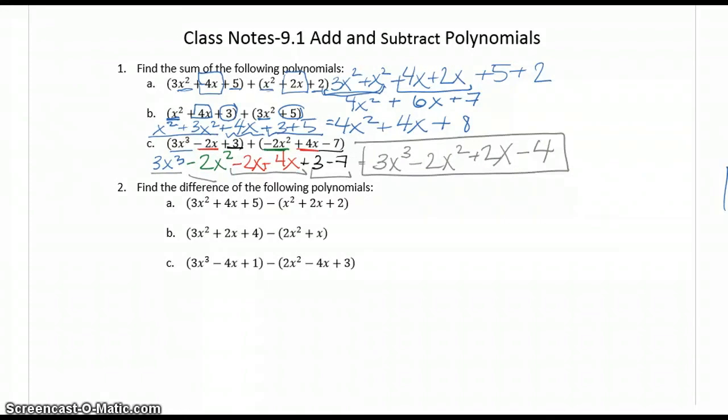When we subtract or find the difference of polynomials, again we want to look at all of our like terms. So here we have 3x squared, and in our second polynomial we have x squared, but we're subtracting this, so this becomes a minus x squared. Next we have plus 4x, and over here we have plus 2x, but we're subtracting, so it becomes a minus 2x. And last we have a plus 5, and here we have a plus 2, but again we are subtracting, so this becomes a minus 2.